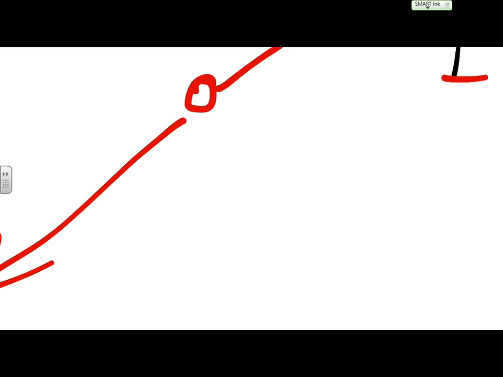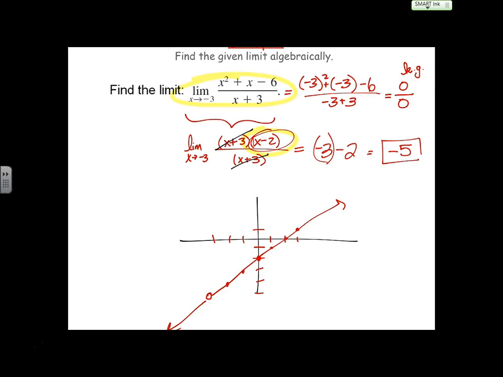That nasty quadratic over a linear, x squared plus x minus 6 all over x plus 3, is the exact same thing as x minus 2. What's going on at negative 3? I have a hole. And where is the hole? What did my algebra tell me? Where was the hole? Negative 5. And what happened when I graphed it? Oh, that is the hole.